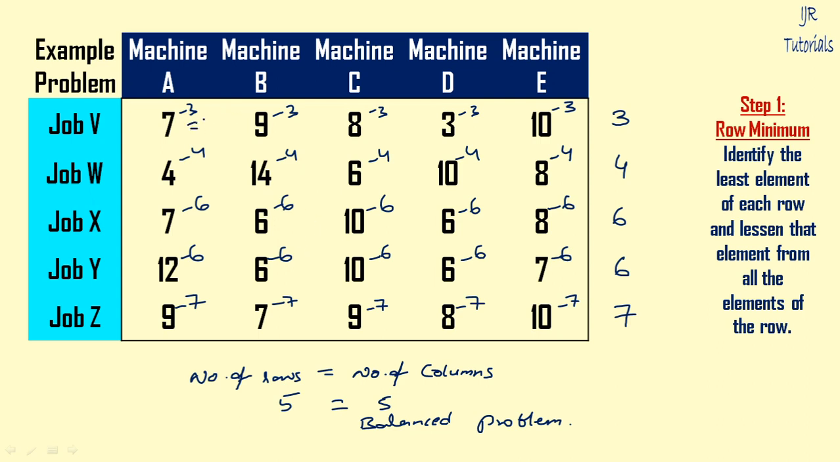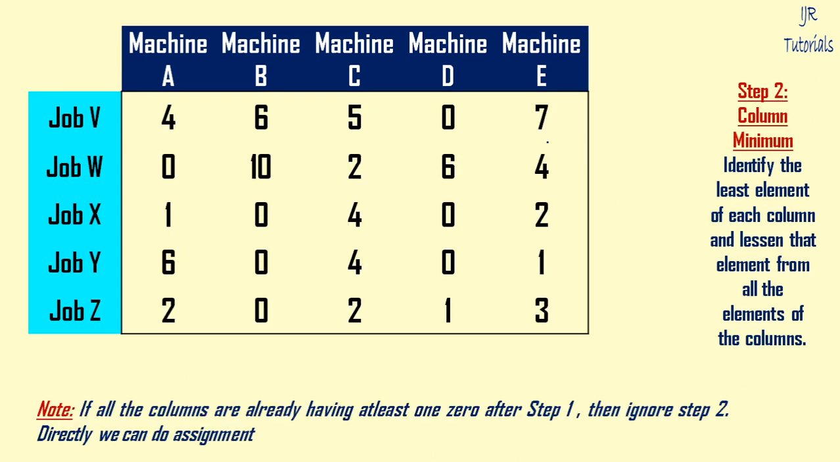So 7 minus 3 is equal to 4, 9 minus 3 is 6, 8 minus 3 is 5, 3 minus 3 is 0, and 10 minus 3 is 7. And do the rest of the things. So finally we get this matrix: 4 6 5 0 7, 0 10 2 6 4, 1 6 0 4 0, 2 6 0 4 0, 1 2 0 2 1 2.